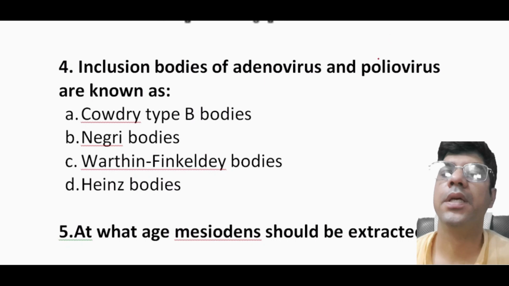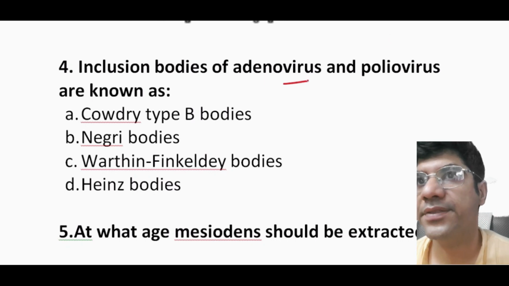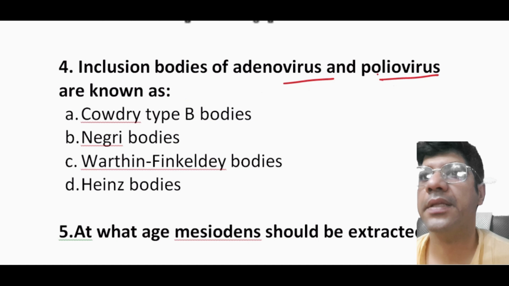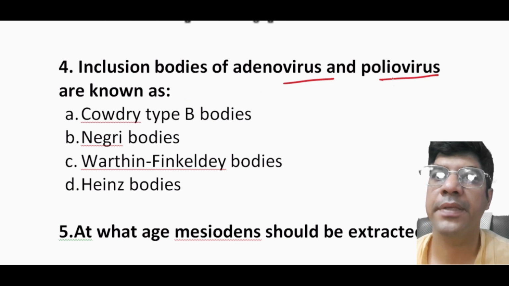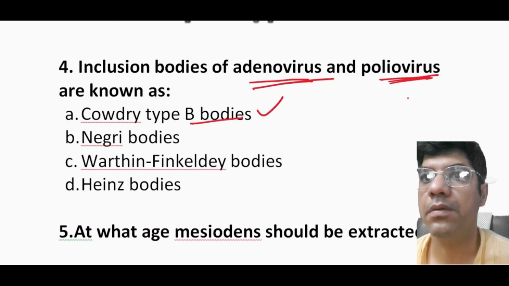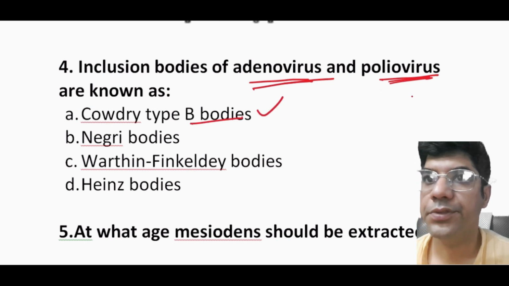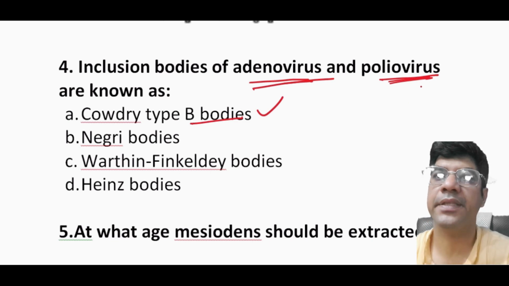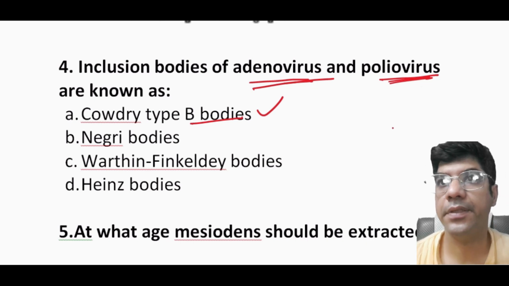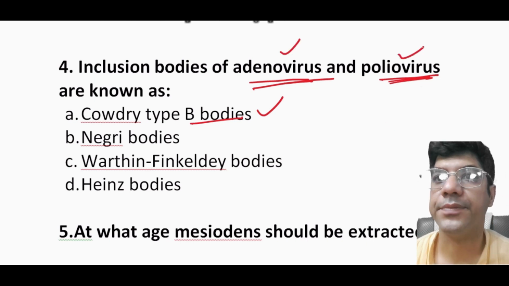Coming to the next question, the inclusion bodies of adenovirus and poliovirus are known as? Well, inclusion bodies are intracellular structures that are formed by certain viruses. The inclusion bodies of adenovirus and poliovirus are known as Cowdry type B bodies. So these are the inclusion bodies seen in infections caused by certain viruses, including adenovirus and poliovirus.